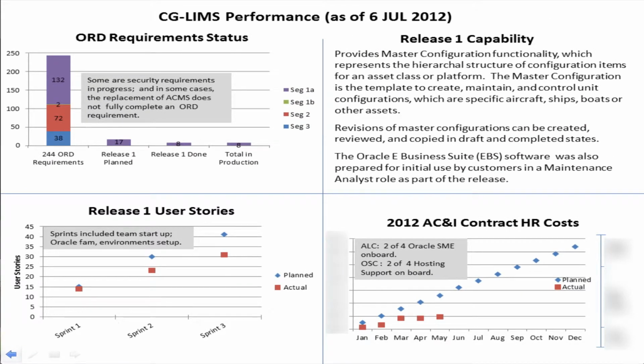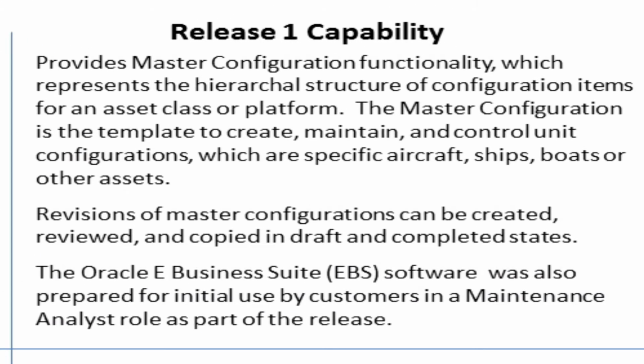At the heart of the Coast Guard business model is having a known configuration of our assets so we can then support those assets to accomplish Coast Guard missions. The first release takes the very first step toward configuration management. We provide the ability to create the master configuration for an asset. You can think of the master configuration as a logical representation of the configuration that will then be used to create physical instantiations that Oracle calls a unit configuration.